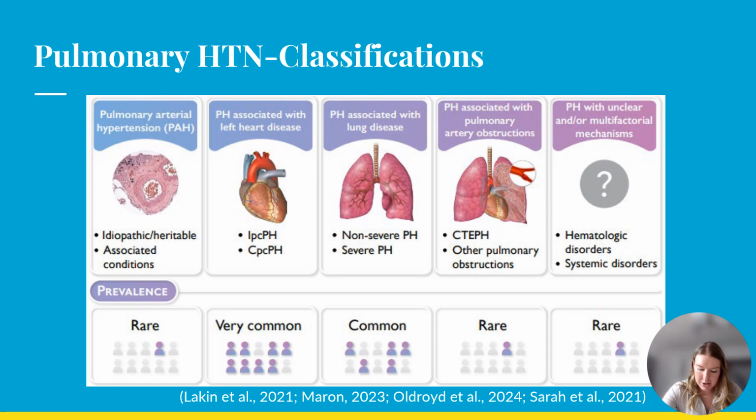The last classification of pulmonary hypertension is that of cases that have an unclear cause, are multifactorial, or have hematologic causes. This includes sarcoidosis, sickle cell disease, myeloproliferative disorders. And again, this is a more rare form of pulmonary hypertension.